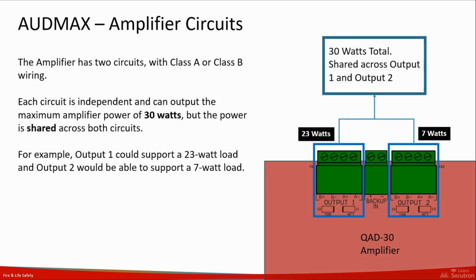The QAD30 amplifier provides 2 independently configurable circuits for audio output and can be wired as Class A or Class B. Each circuit or zone can output up to 30 watts of power, but the total power shared between both circuits cannot exceed 30 watts. For example, if Circuit 1 is loaded with 23 watts of speaker devices, Circuit 2 can only support up to 7 watts. This design allows for flexible distribution of audio power across zones, ensuring efficient use of the amplifier's capacity.